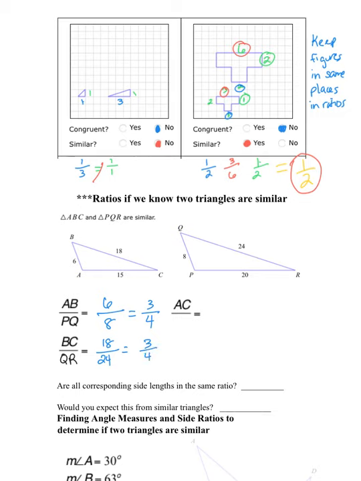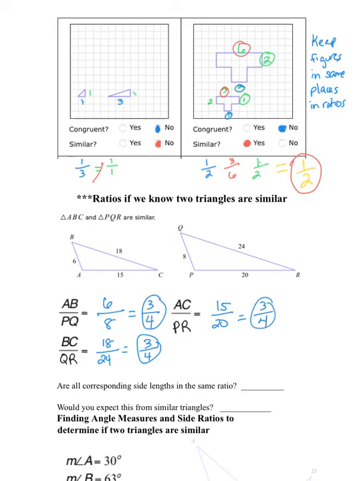Now, let's look at side AC. It's down here on the bottom. That is corresponding to side PR. AC is 15, PR is 20, common factor is 5, divide both parts by 5, and I get 3/4. All right, so I checked, circling all my final ratios.